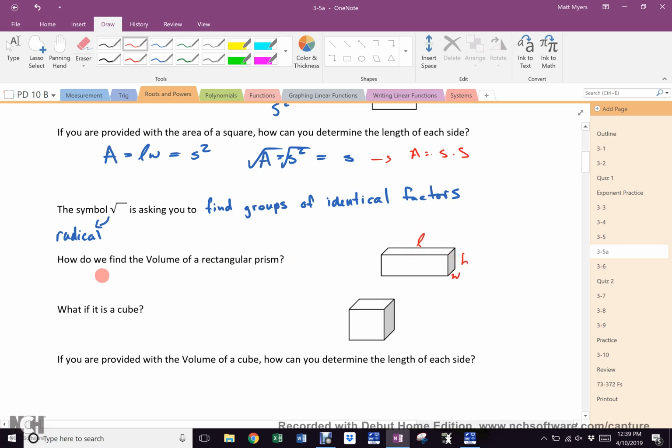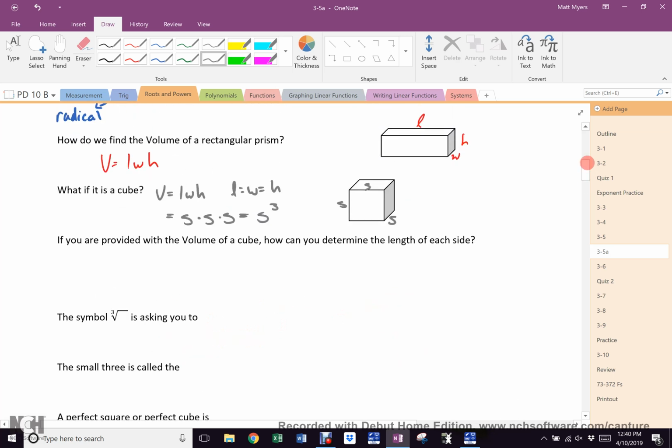LWH. Volume equals LWH. What if it's a cube? Is it still LWH? Of course it's still LWH. Except now L equals W equals H. So I don't need LWH, I need S times S times S, or S cubed. Right? So, being the intelligent young people that you are, if I have the volume of a cube, that equals S cubed. What do I do to find what S is? I take a cubed root.